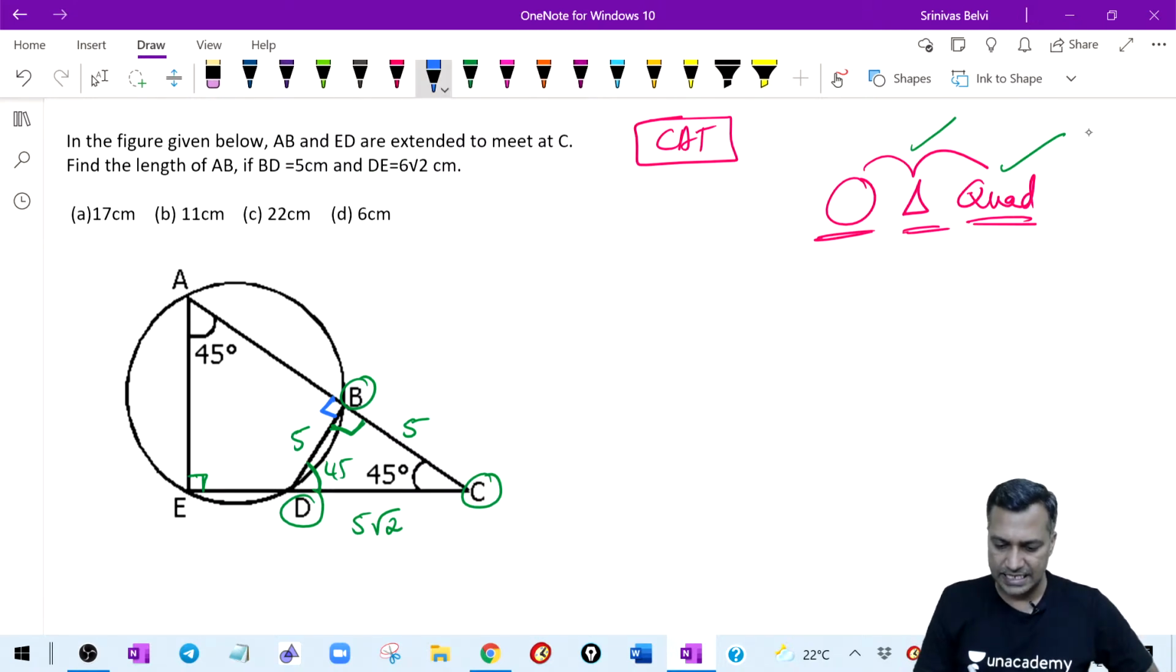Now it's also given that AD is 6 root 2. Therefore, what is this entire length? This entire length is nothing but 11 root 2.